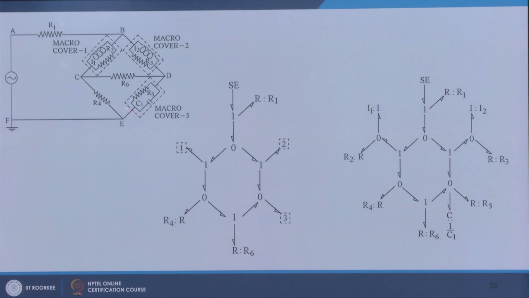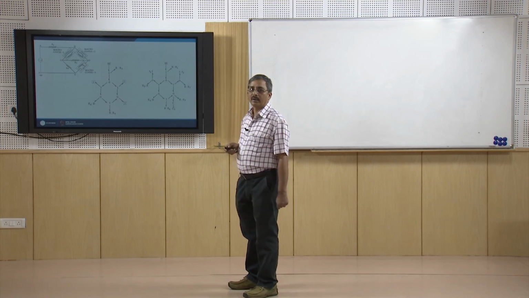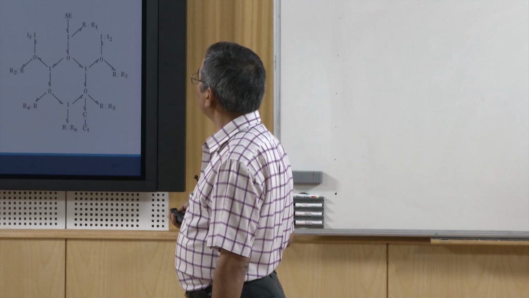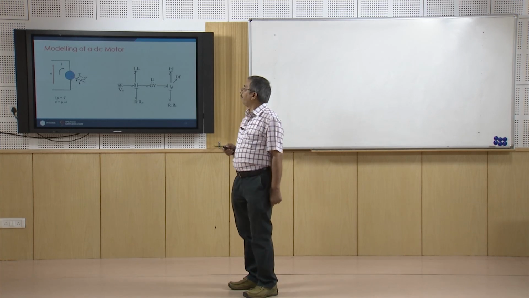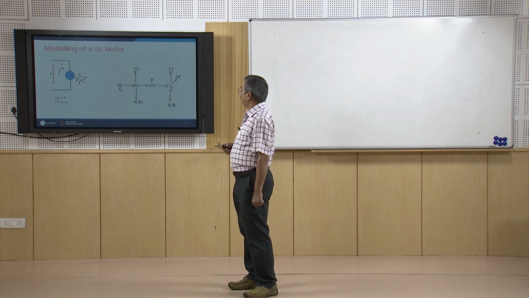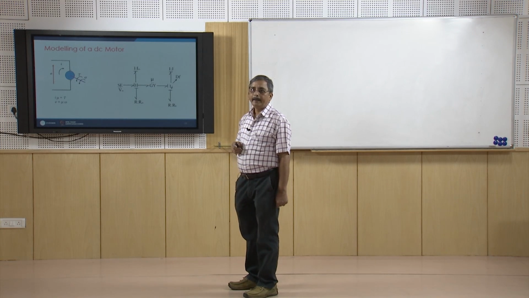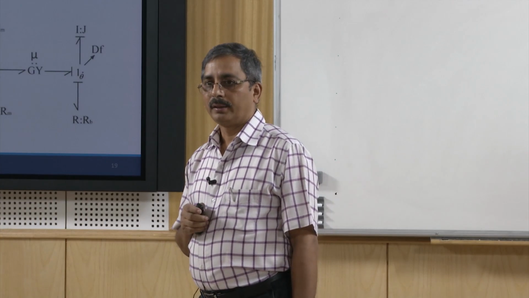Likewise, here I can put a capacitor of capacitance C1 and R5, and this way I am able to draw the bond graph model for the same system using the mixed method. Okay. So, this can be done. Then let us take an example, say, modeling of an electrical motor, alright.